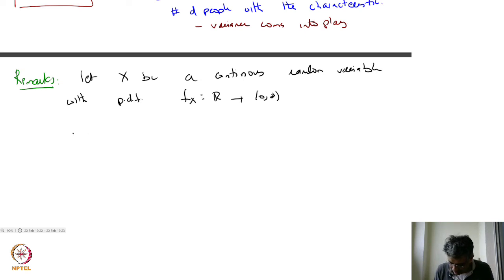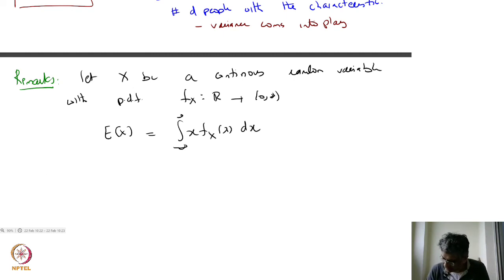Then we already know that E of X is given by the integral from minus infinity to infinity of x f sub X of x dx, when it's defined. You already know this. Similarly, one can define the variance of X as well, under the assumption that E of X is finite, that is, the integral converges absolutely.